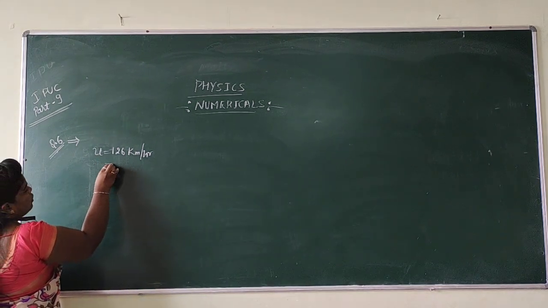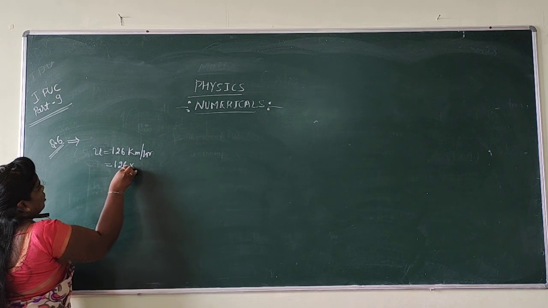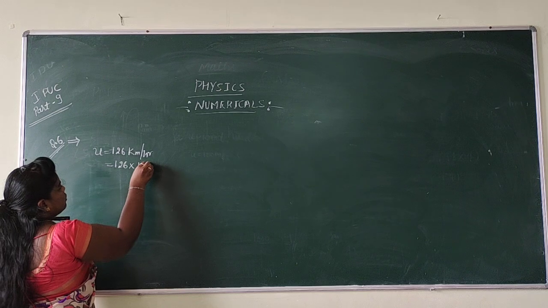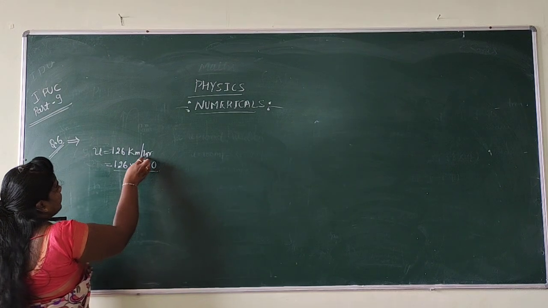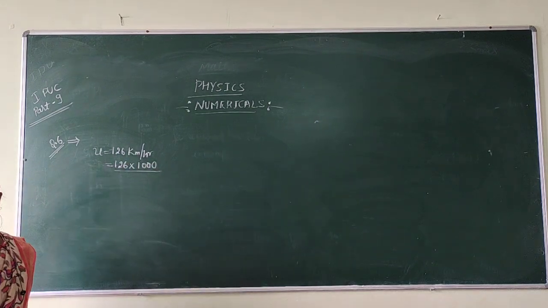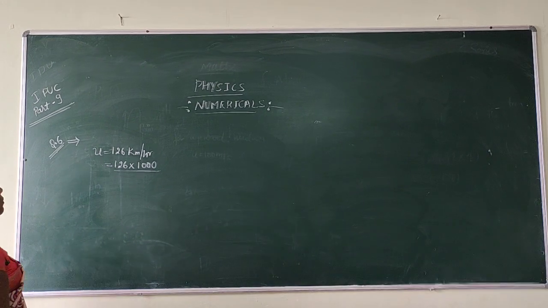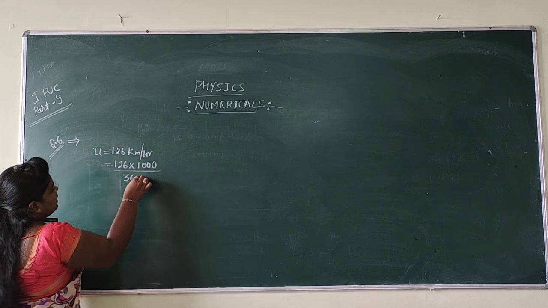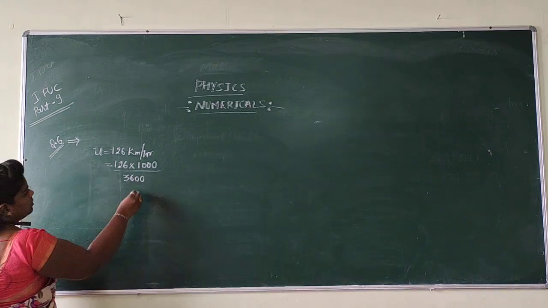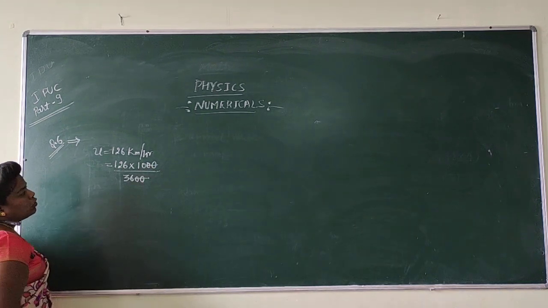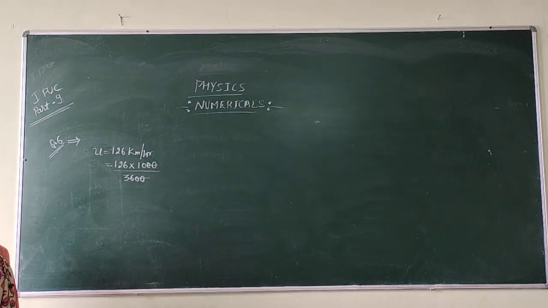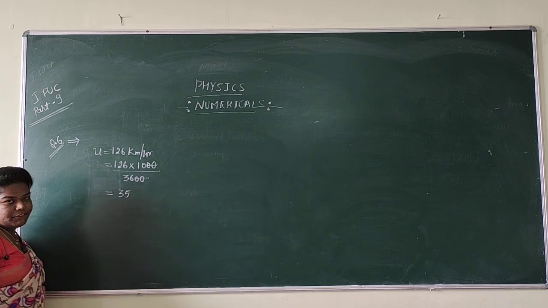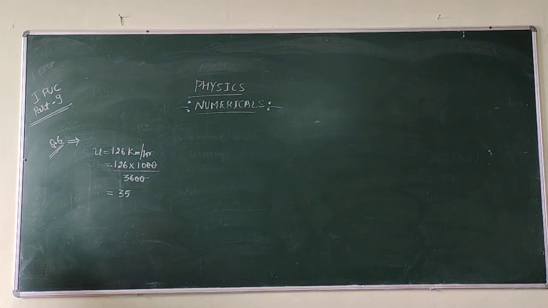So u is equal to 126. Kilometer is converted into meter, so 1 kilometer is equal to 1000 meters, divided by hour. To convert it into seconds, an hour is equal to 3600 seconds. So now it is 1260 divided by 36. If you just do this, you will get 35. Use your calculator and calculate it.